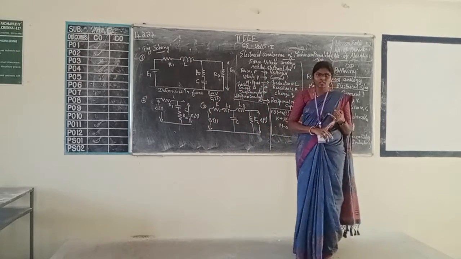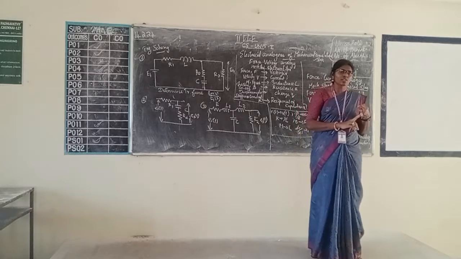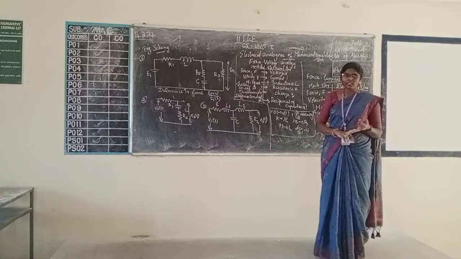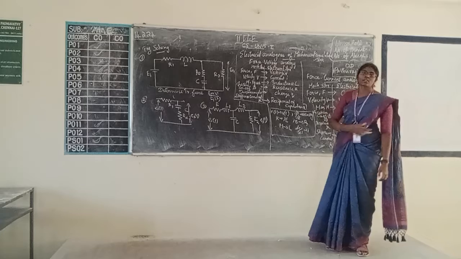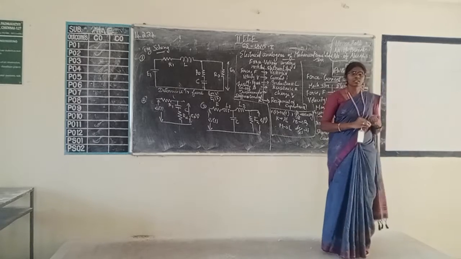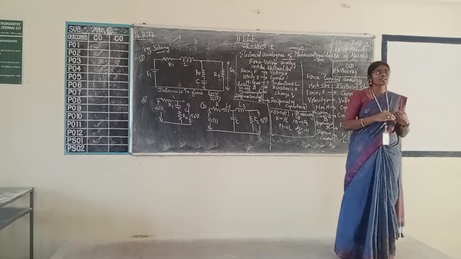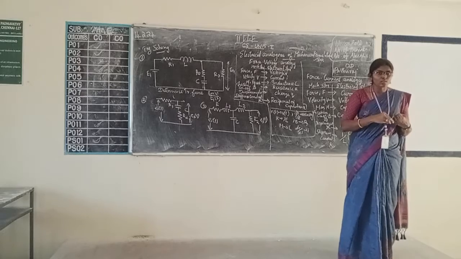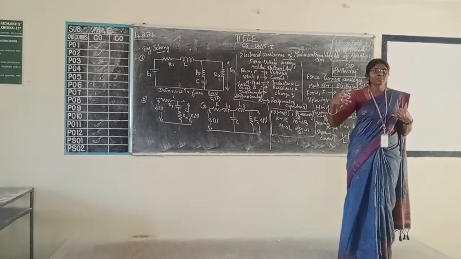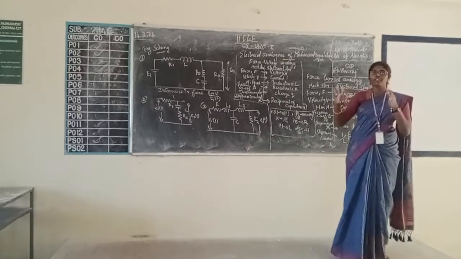In mechanical systems, we have seen two systems: one is mechanical translation and the other is mechanical rotation. First, the electrical analog of the mechanical translation system. In the mechanical translation system, what is the input here? Force. What is the output here? Displacement x.